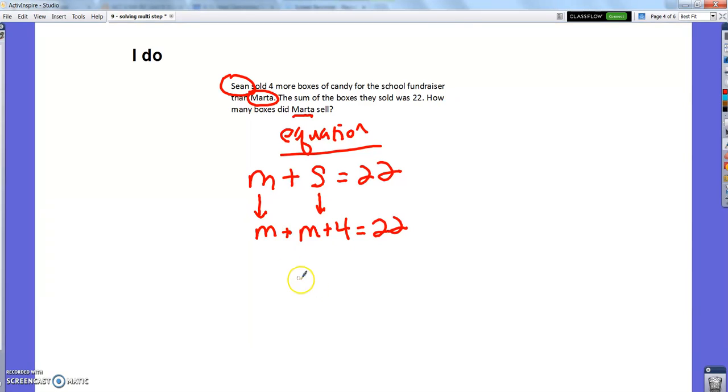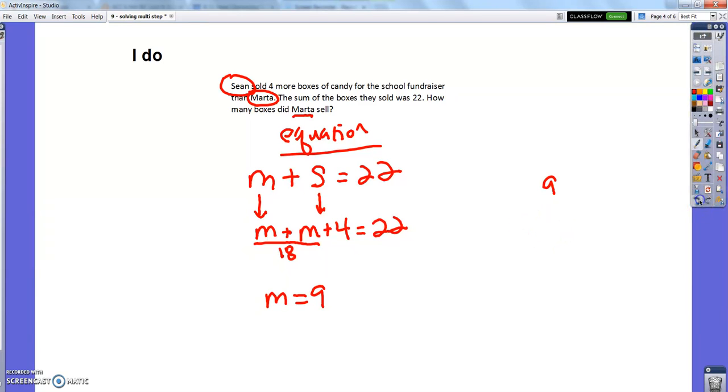So now all I have to do is use common sense to figure out what m is. I've got some number added to itself plus 4 is 22. So if these equaled 18, 18 plus 4 would be 22. So that would each be 9, I think. So if Marta sold 9 boxes, Sean sold 4 more, that would be 13. And just to check, 9 plus 13 is indeed 22. So that was common sense. Once I had a good equation, it was common sense to figure out what the variable was.